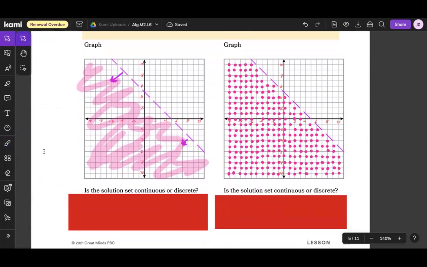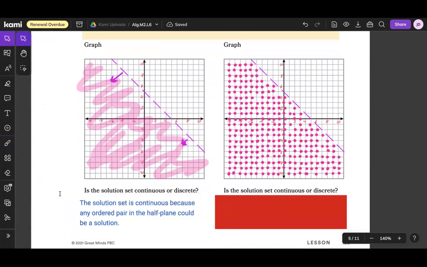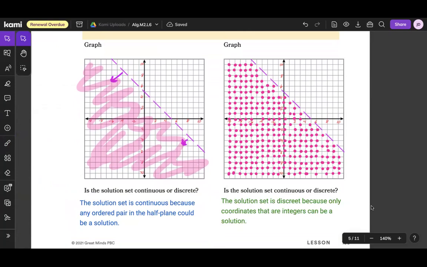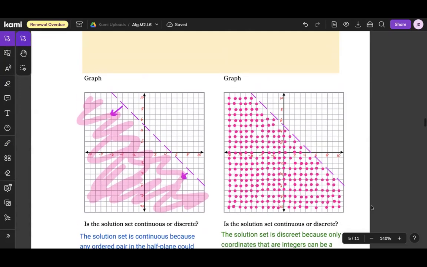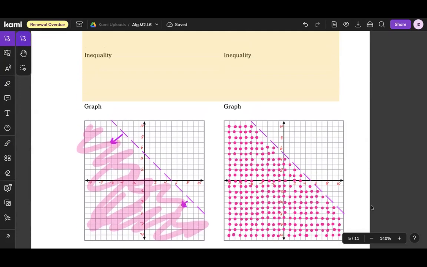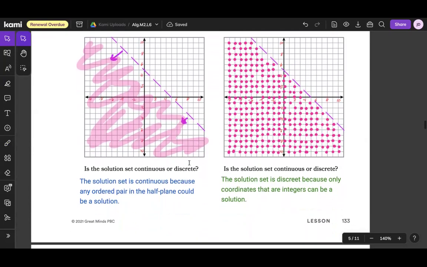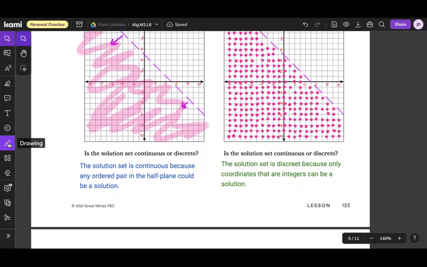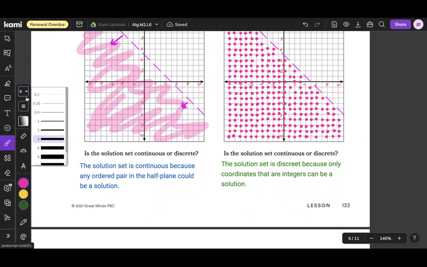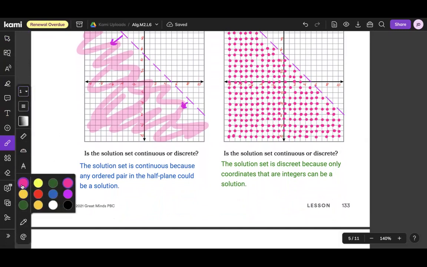And we don't actually expect you to do that when you are doing a discrete solution set. So that, of course, means that for this first one, the solution set is continuous because any ordered pair in the half plane could be a solution. And for the second one, the solution set is discrete because only coordinates that are integers can be a solution. So making sure you have those written down. And the real expectation when you're doing this is just when you are doing your solution set, just like we would do for anything else, you define that exact solution set.